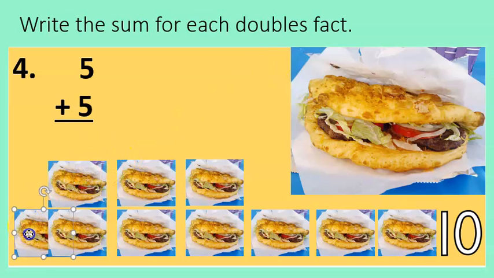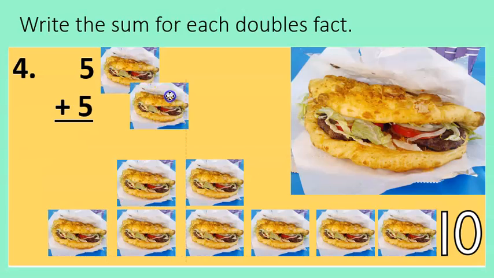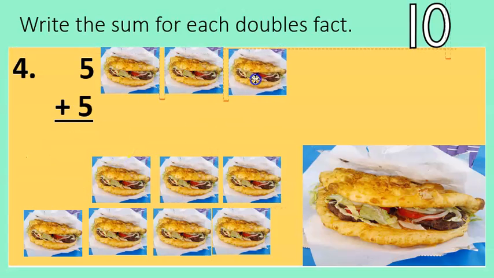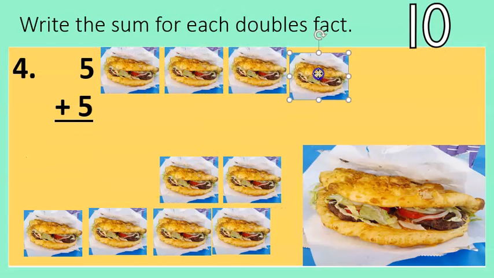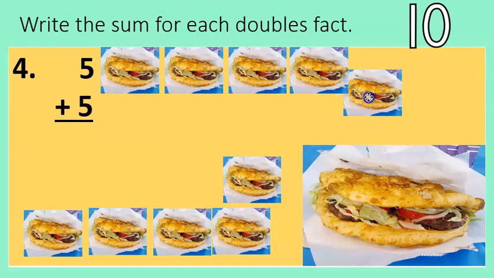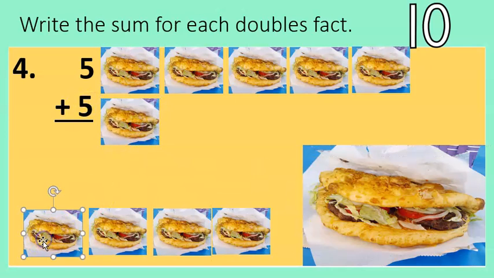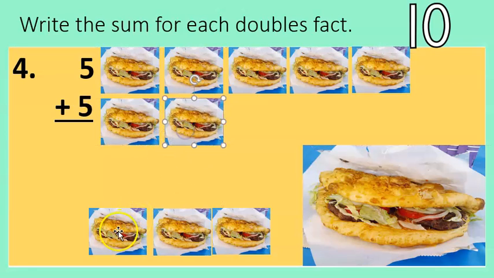Let's put him here. 1, 2, okay, 3, 4, and 5. So look, these 5 Navajo burgers, because that's what it is, a Navajo burger. 5 Navajo burgers represent that 5 there. Now we need 5 more at the bottom because we have a 5 here also. So let's put 5 more Navajo burgers at the bottom.